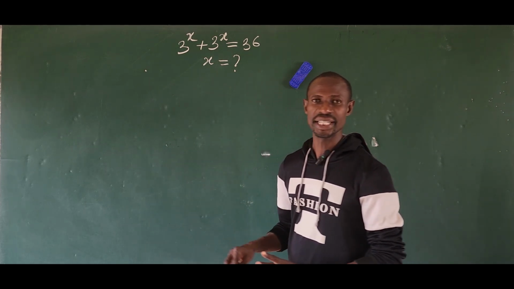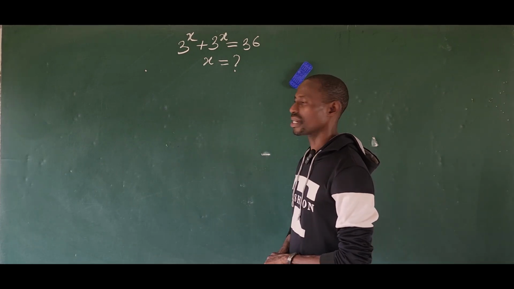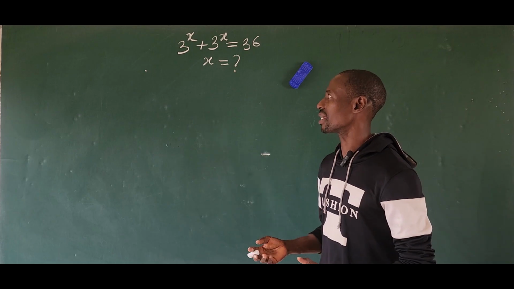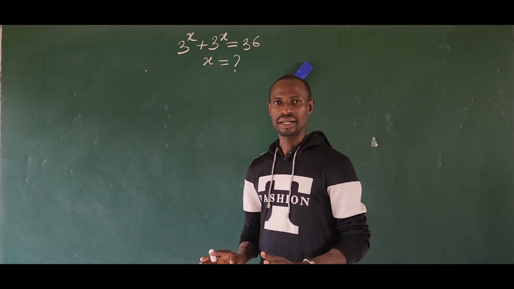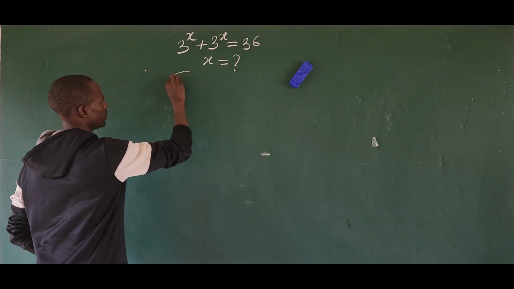We want to solve and verify this challenge here. When you have a question of this kind, 3 to the power of x plus 3 to the power of x equal to 36, the value of x here is very simple to find, and the verification is also very easy. So we take our solution from here.